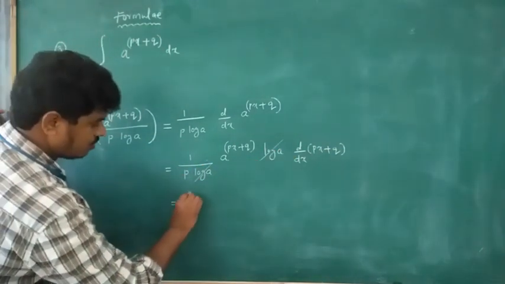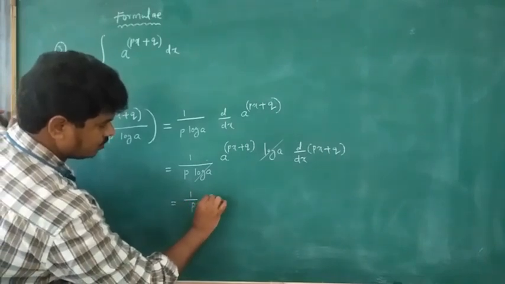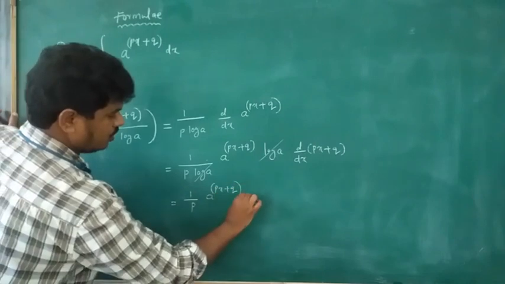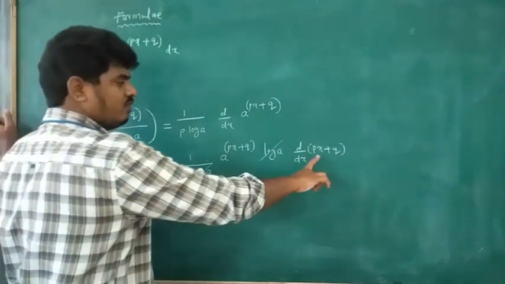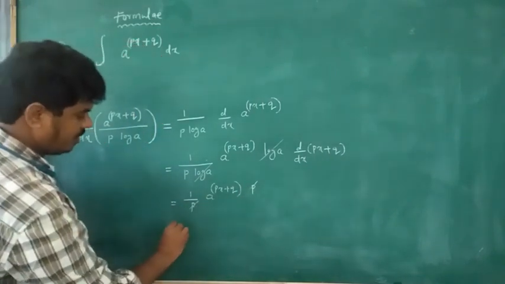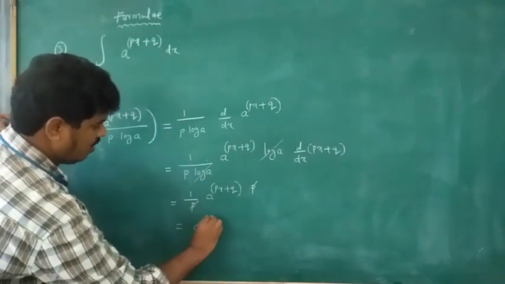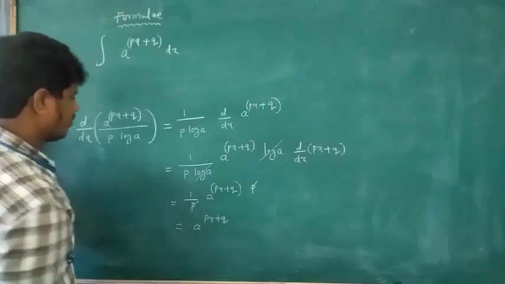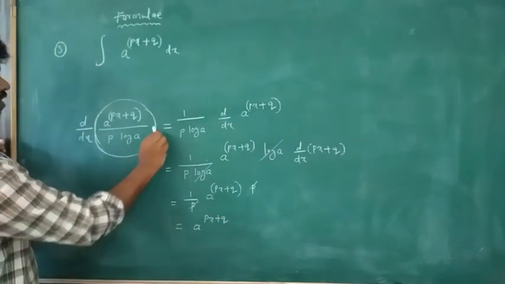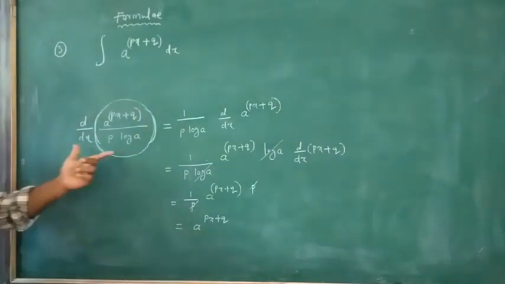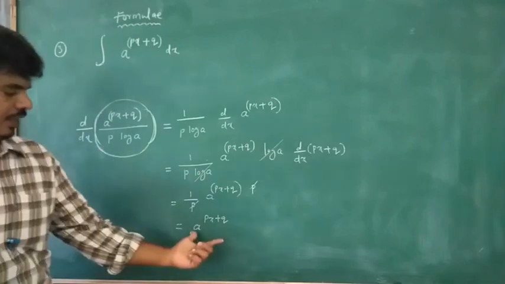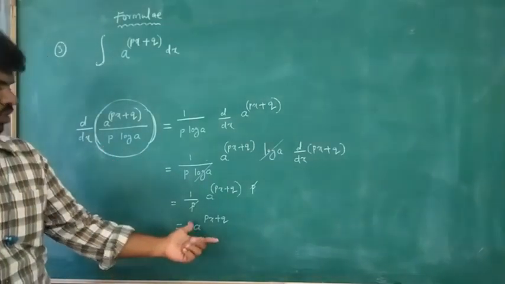Now what will we get? 1 by p into a to the power of px plus q into, what is the derivative of px plus q? That is p. By cancelling this p, p, what will we get? A to the power of px plus q. Observe, the derivative of a to the power of px plus q divided by p into log a is equal to a to the power of px plus q.